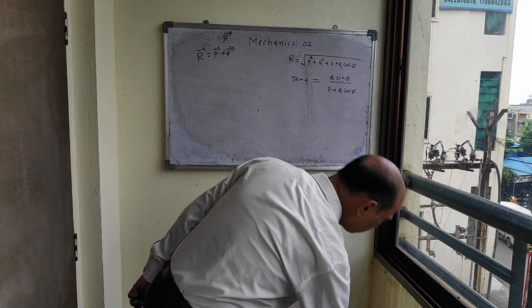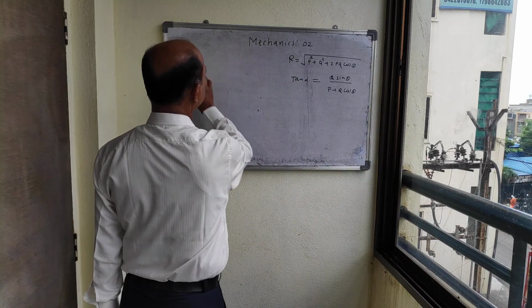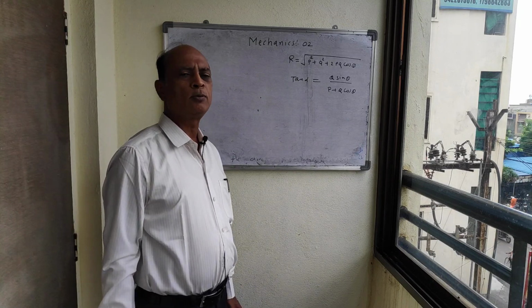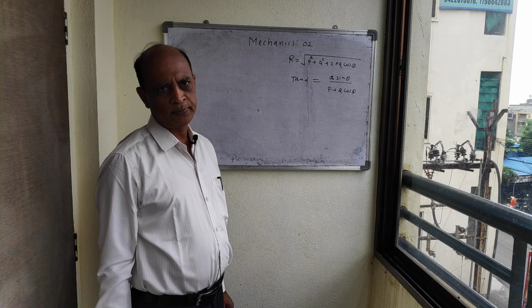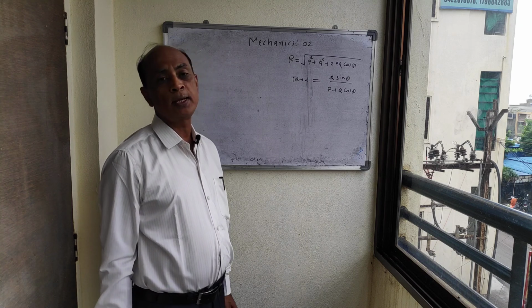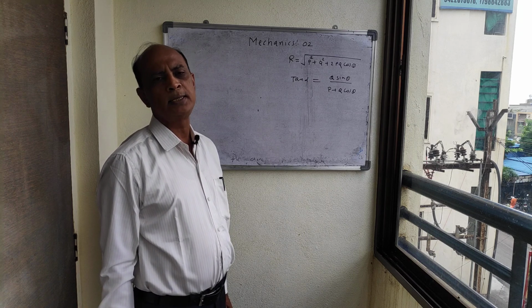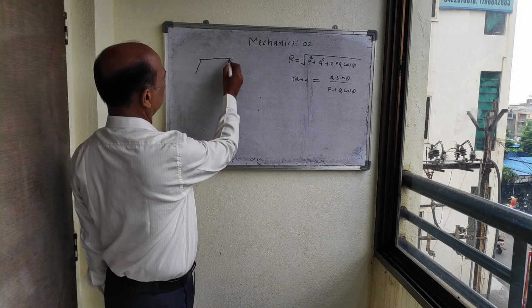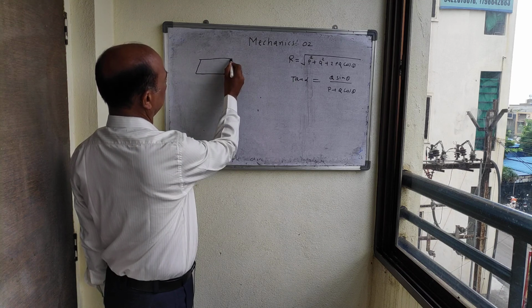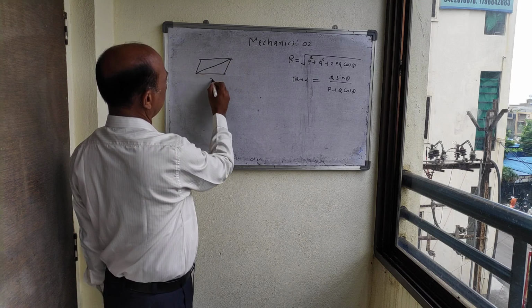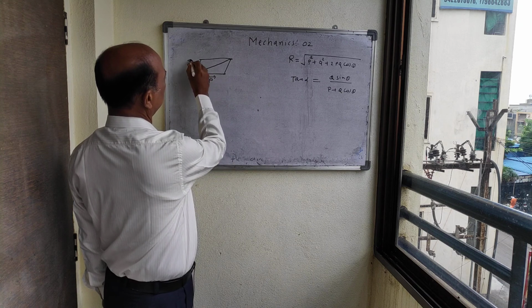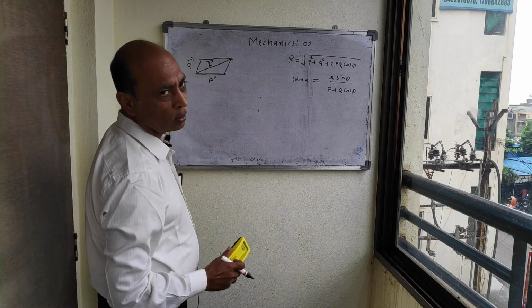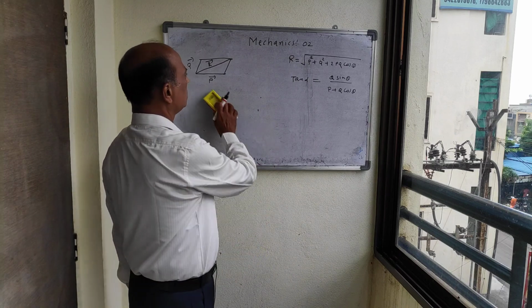Also we have seen two theorems. The first is the parallelogram law of forces. That is, if two forces P bar and Q bar are represented both in magnitude and direction by the adjacent sides of a parallelogram, then the resultant force is represented by the diagonal of this parallelogram. That is the law of parallelogram of forces.